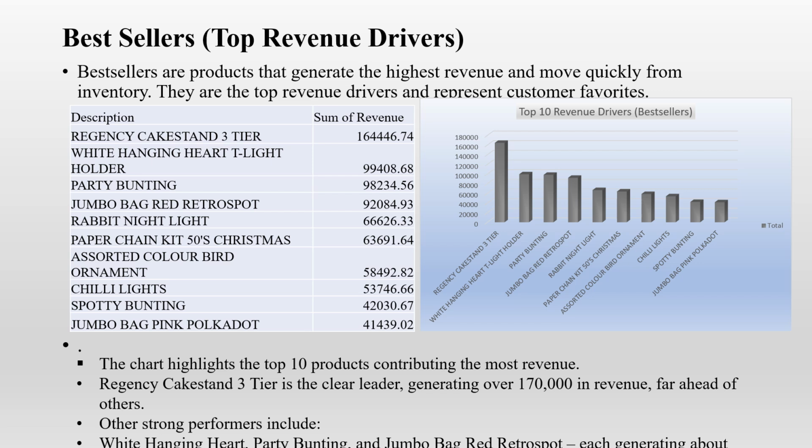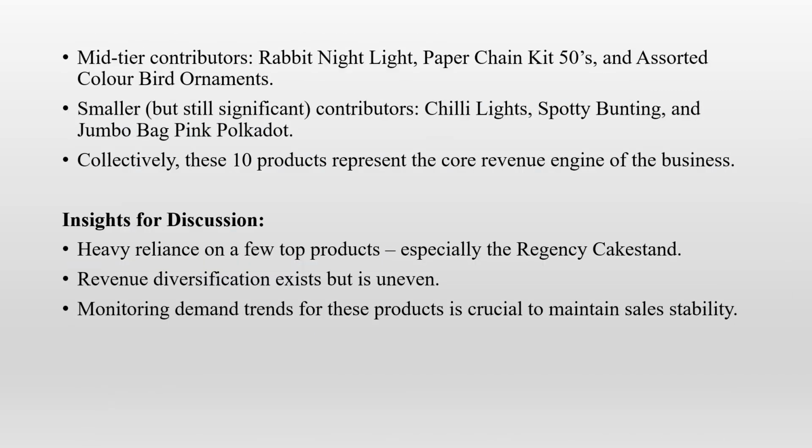Each of them contributed 90,000 plus in revenue. Our mid-tier contributors: Rabbit Nightlight, Paper Chain Kit 50s, and assorted colour bird ornaments. Our smaller but still significant contributors: we have Chilli Lights, Spotty Bunting, and Jumbo Bag Pink Polka Dots. Collectively, these 10 products represent the core revenue engine of the business.